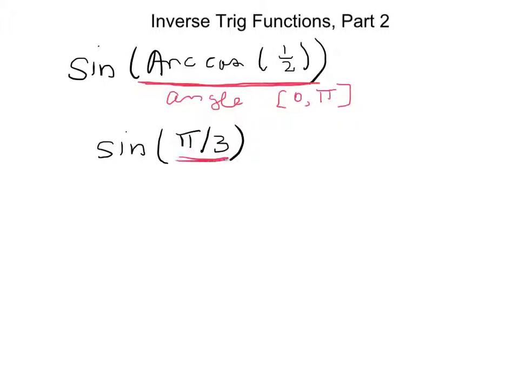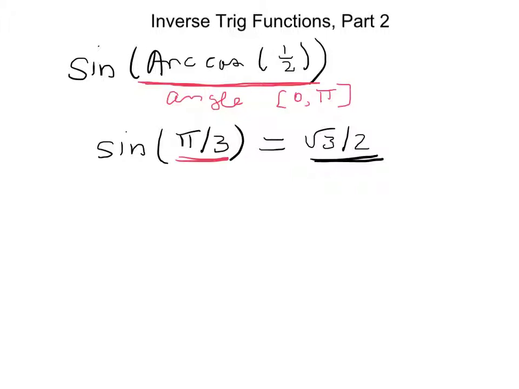Right? Got to know that unit circle. You've got to know the unit circle. And so what we see is that the arc cosine of a half is pi over 3. And the sine of pi over 3 is, do you remember? Square root of 3 over 2. So there's our answer to this question.